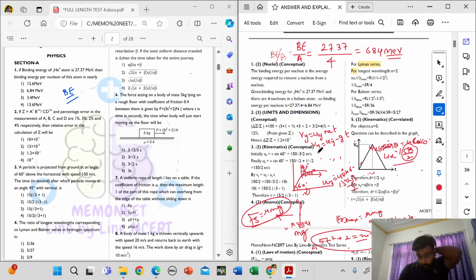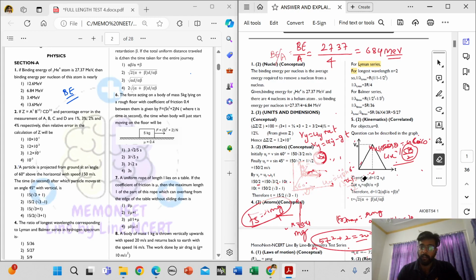So see, the vertical component at 45 degree will be equal to the horizontal component. So at 45 degree these are equal. So this component will be equal to vx, which is the same as ux. Ux is 150 by 2. So here it is written 150 by 2. And uy we have calculated as 150 root 3 upon 2, minus, we have taken the value of g as 10, into t. So by solving these equations, we can get the value of time at angle 45.